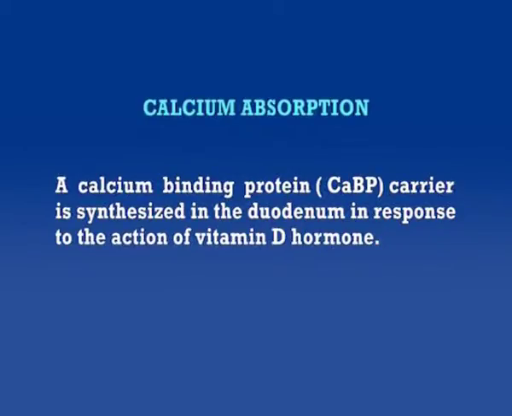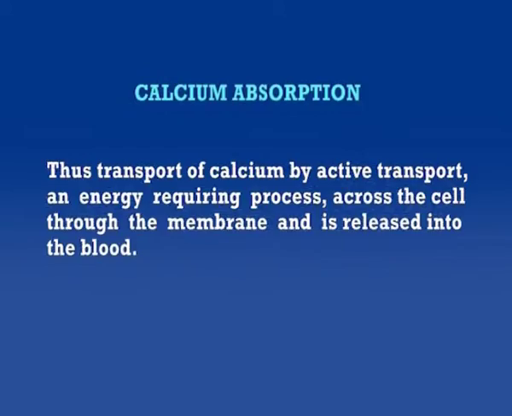A calcium-binding protein carrier is synthesized in the duodenum in response to the action of vitamin D hormone. Thus, calcium is transported by active transport, an energy-requiring process, across the cell membrane and is released into the blood. The calcium-phosphorus ratio has been said to influence the absorption of calcium. There are a number of factors which increase or decrease calcium uptake.